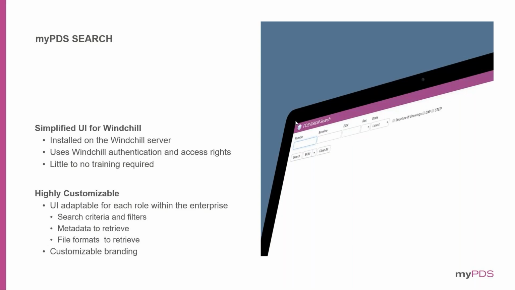You still log into it with your Windchill credentials, and whatever permissions you have are the same permissions you're going to have inside of PDS search. The products that you have access to are the ones that you're going to have. You're not going to get anything new by using the myPDS search environment. And little to no training is required. If you know how to type in a part number, you can use PDS search, because all you're doing is searching for that particular information and telling it what information you want to collect.